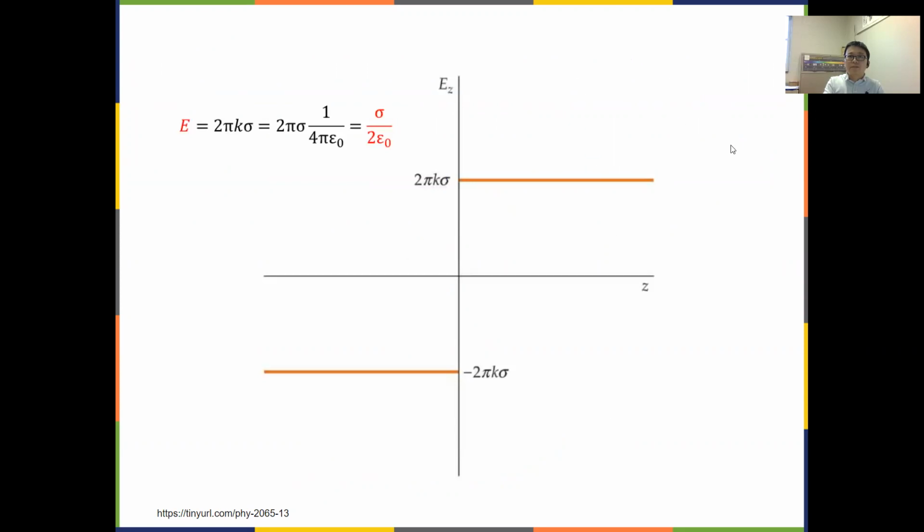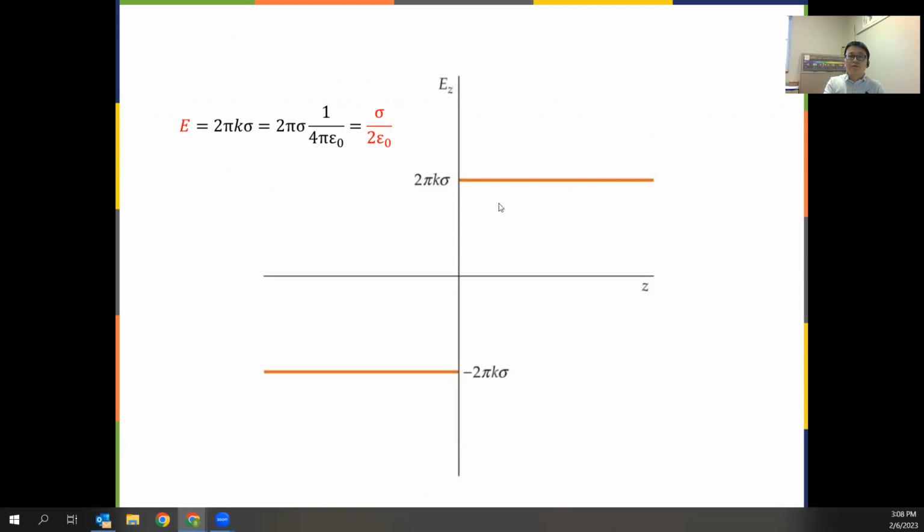So then if you plot it for both sides of the disk, it's going to be just a constant, 2 pi k sigma. On the positive side, it points up; on the negative side, it points down. So one side is positive, the other side is negative, okay? But both are pointing away from the disk. E equals 2 pi k sigma. Also, if you write k as 1 over 4 pi epsilon naught, you can see 2 pi over 4 pi cancels partially. So then it's just equal to sigma over 2 epsilon naught, okay?